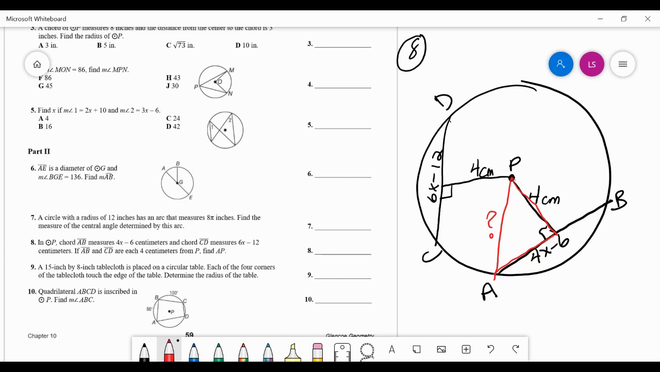But right now, you've got to figure out, well, what's x and why did they give us all this other information? If you take a look, the two chords, AB and CD, have to be congruent because both of them are 4 centimeters away from the center. And remember, two chords that are the same distance from the center are congruent. So the first thing I'm going to do is set them equal to each other. 6x minus 12 equals 4x minus 6. Solve for x.